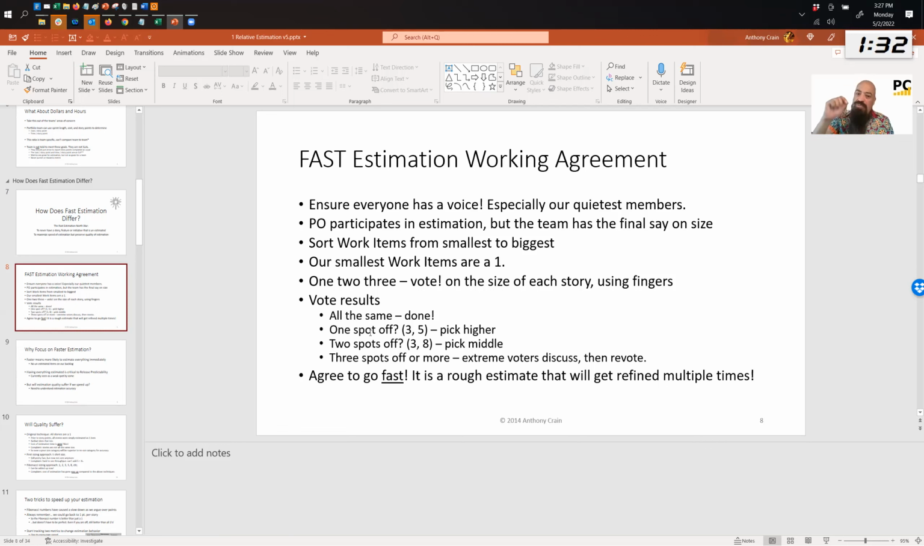If you are only one Fibonacci spot off, so in this case, a 3 and a 5, that's two numbers off, but it's 3, 4, 5, and there is no 4. So you're one Fibonacci apart, 3 and 5. Just pick the higher and move on. Don't discuss it.